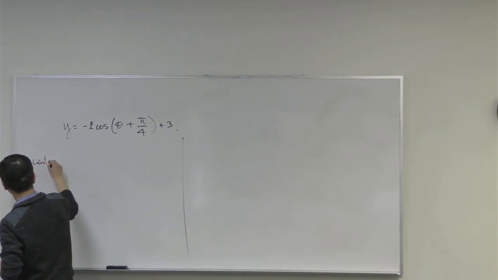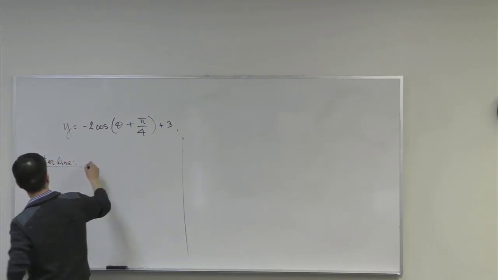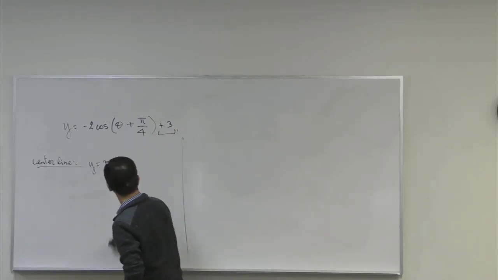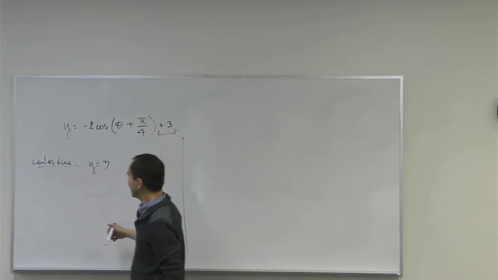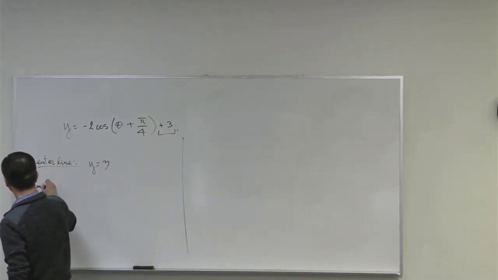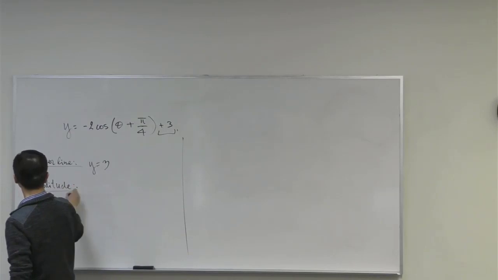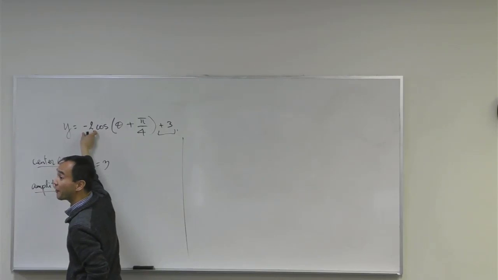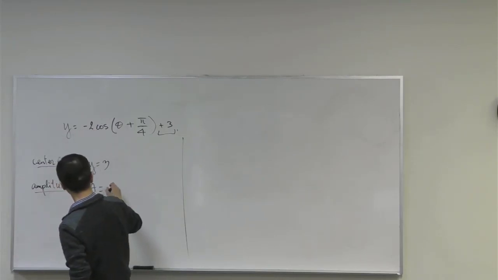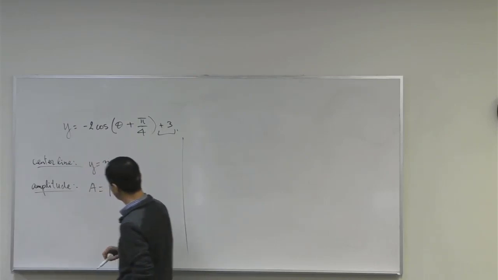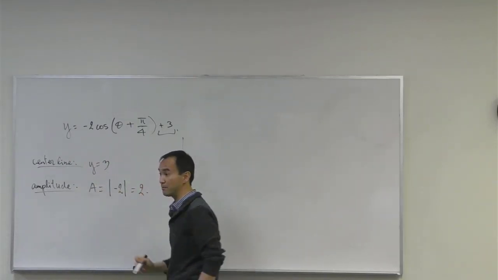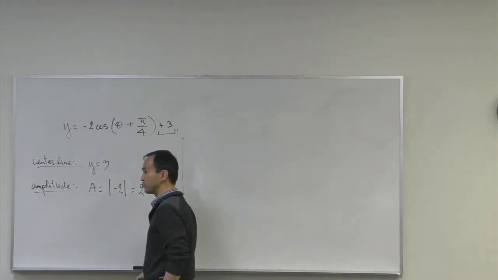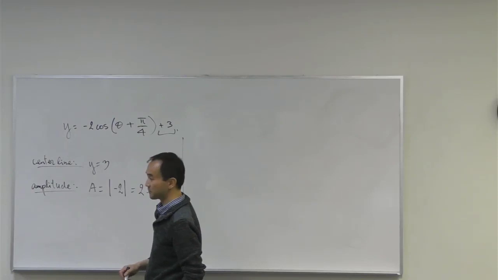First, the center line for this graph: y equals positive 3, since that number is responsible for it. Then we find the amplitude. The amplitude is always the absolute value of the coefficient in front of your trig function. That coefficient is -2, so the absolute value, 2, is your amplitude. From the center line it goes 2 units up and 2 units down, vertically.